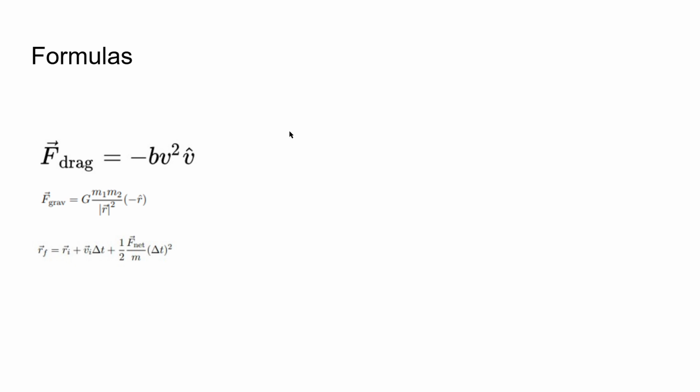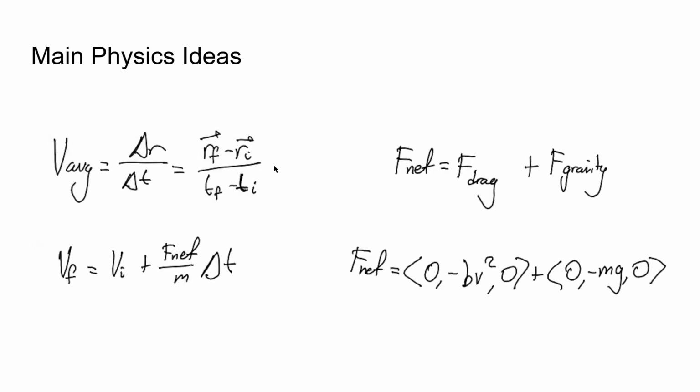In the lab, a few basic formulas were used to determine position and velocity. These equations allow us to use Newton's second law to get an estimation of where the object will be based on the net forces being applied to it. So these are some of the main physics ideas in the experiment.